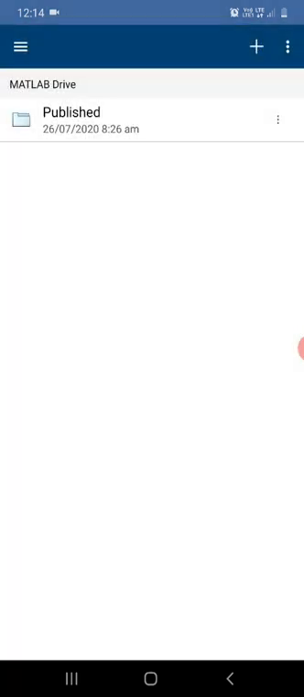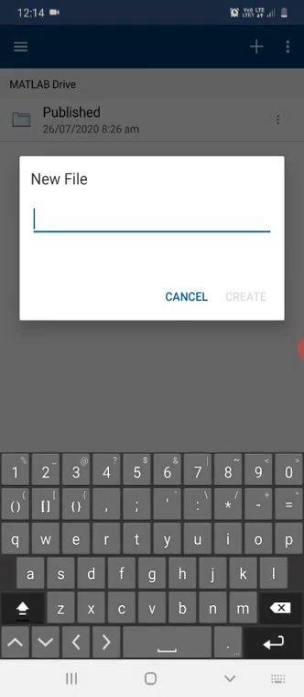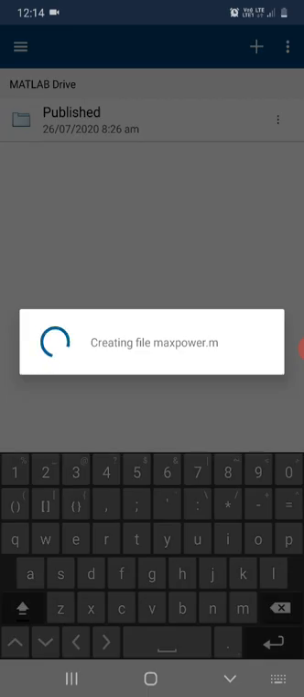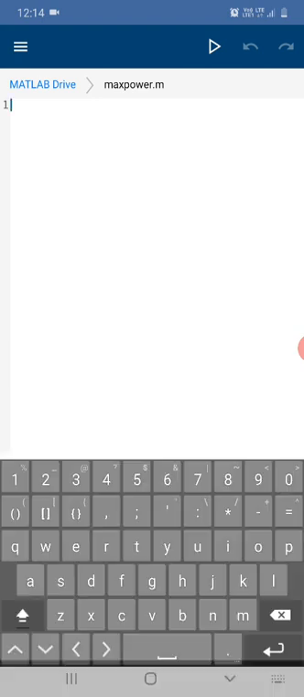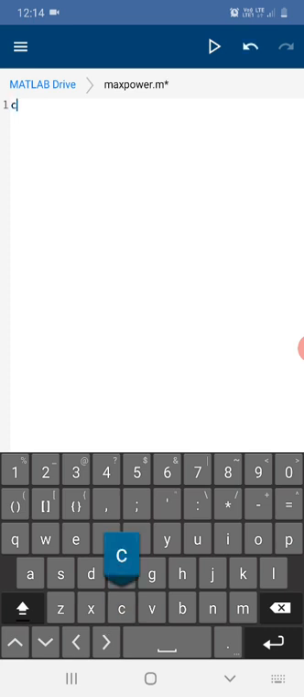New file. I created this file by using the name max power. Create this first. CLC, clear, each ending with a semicolon.